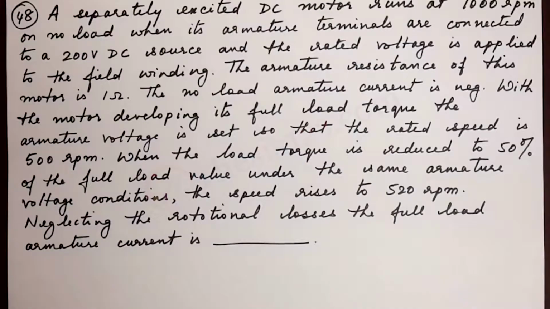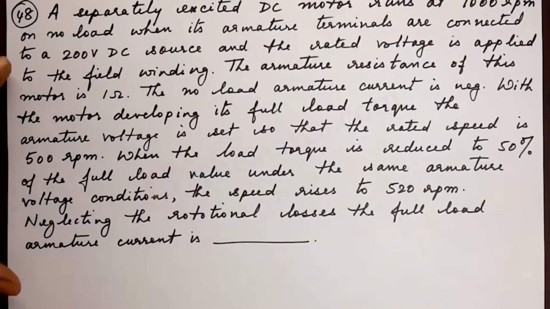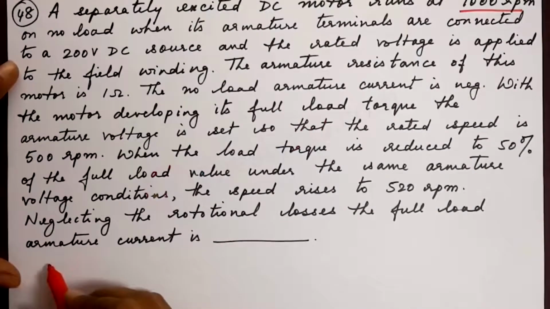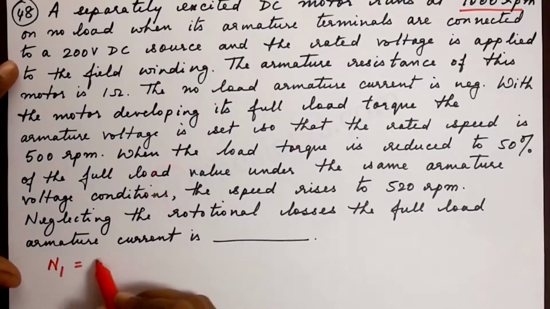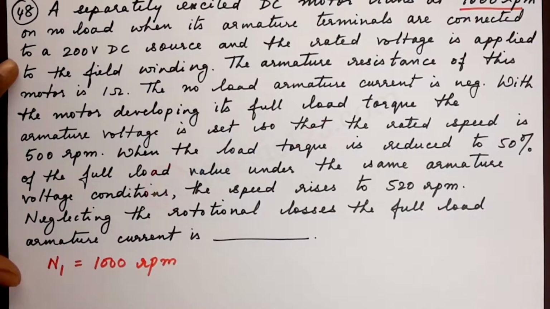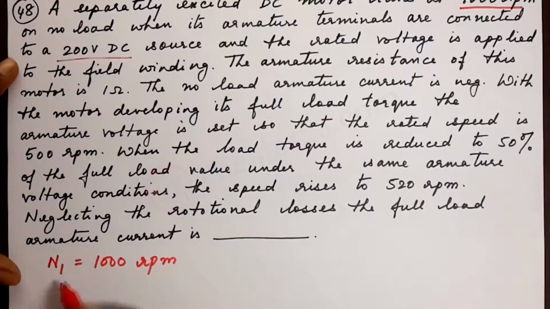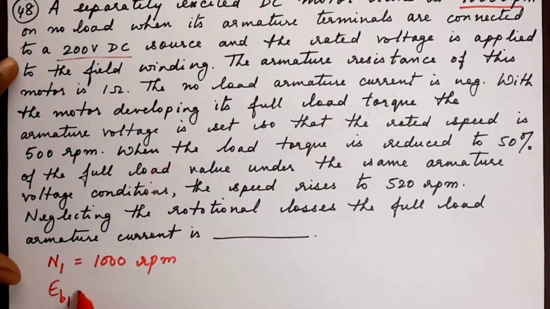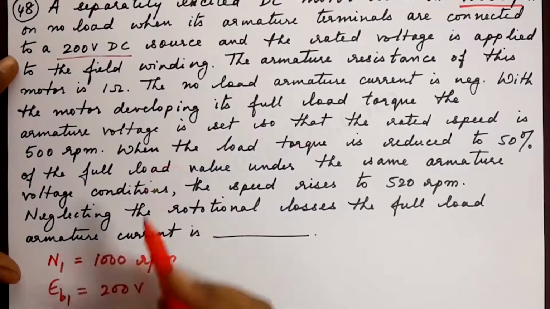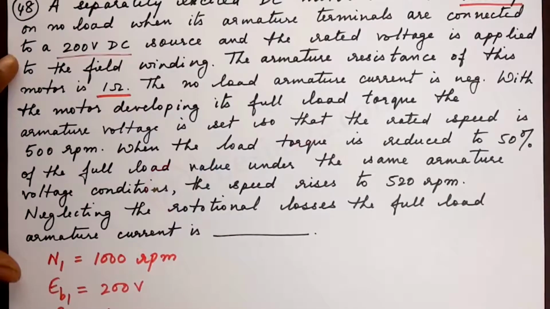Okay, so this is not a multiple choice. So let's begin with writing down what's given to us. We start with the speed given as 1000 rpm. Let's call that N1. This is our rated speed, 1000 rpm. Then we have the no load back EMF, which we'll call EB1, 200 volts. And we also have the armature resistance, RA, 1 ohm.